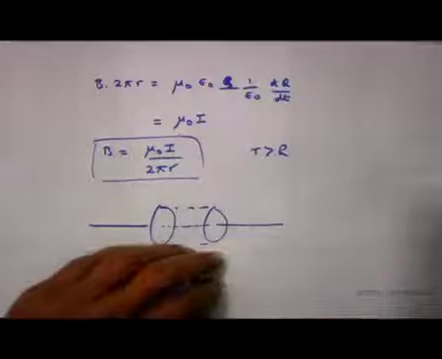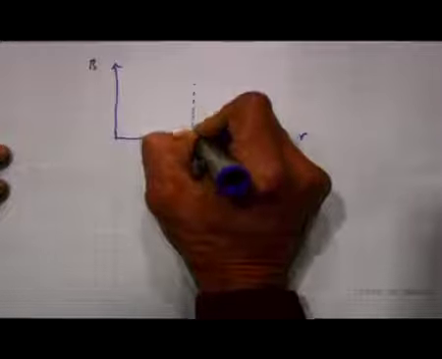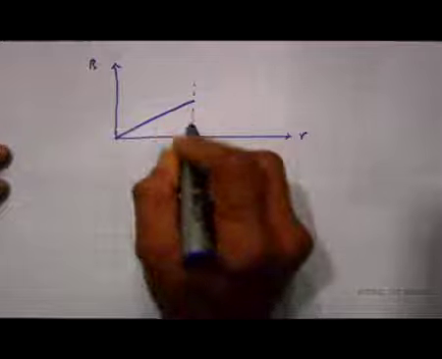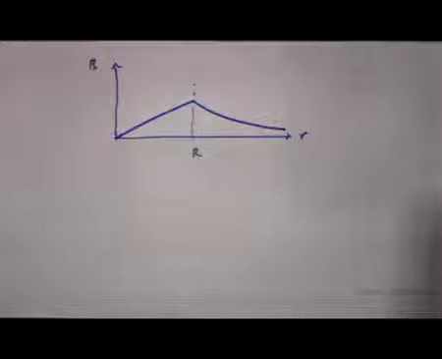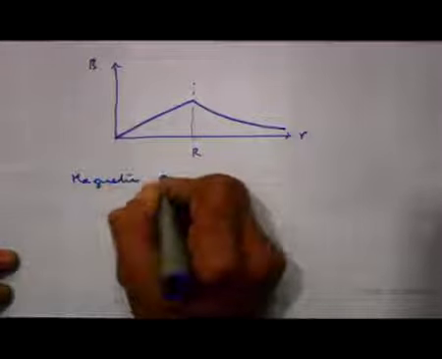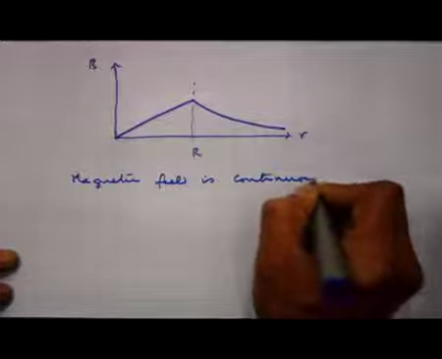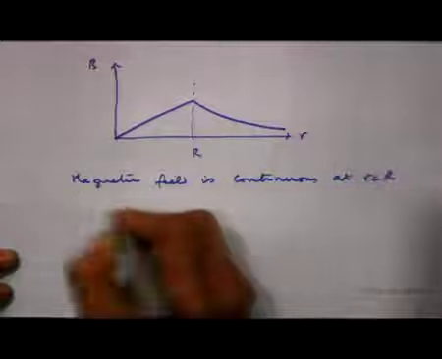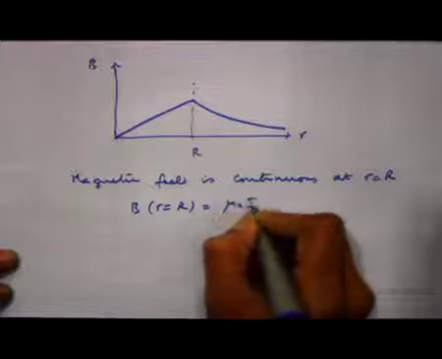So, if I were to plot the magnetic field as a function of position between the capacitor plates, this is r, this is B, and suppose this distance is capital R, till here the magnetic field increases linearly and then decreases as 1 by r. And please note that the magnetic field is continuous at small r equal to capital R. So, the magnetic field at small r equal to capital R is mu naught I by 2 pi R.